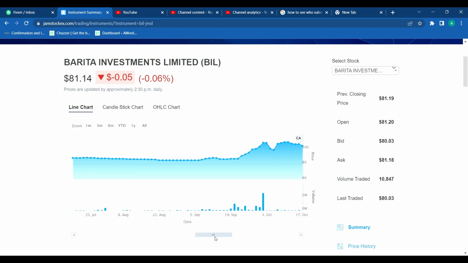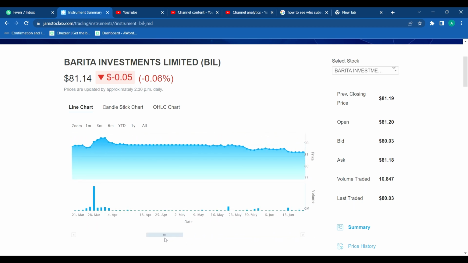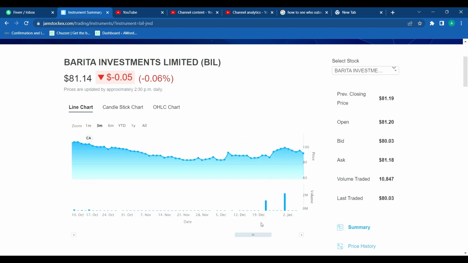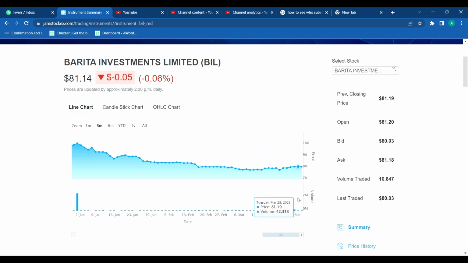Now, if you were to run your cursor, if you're using a computer, the cursor will display the amount as well as the volume that is traded each day. So I'm on March 14th. Here it says that the price of the stock on March 14th was $78.36 and 19,776 volume, or that's the amount of units of the stock that was traded on that day.